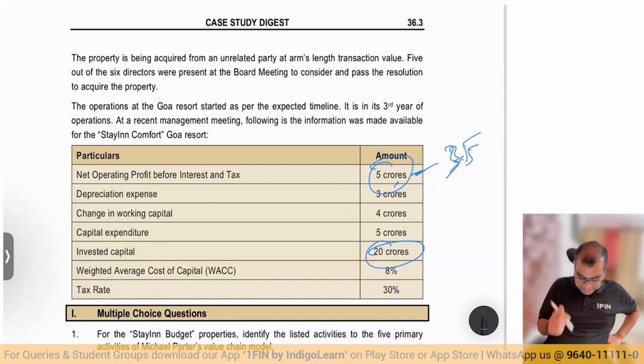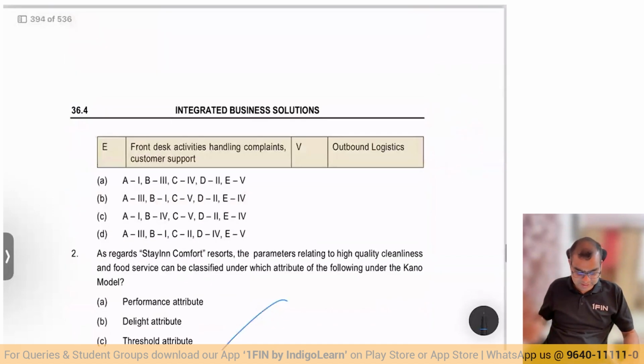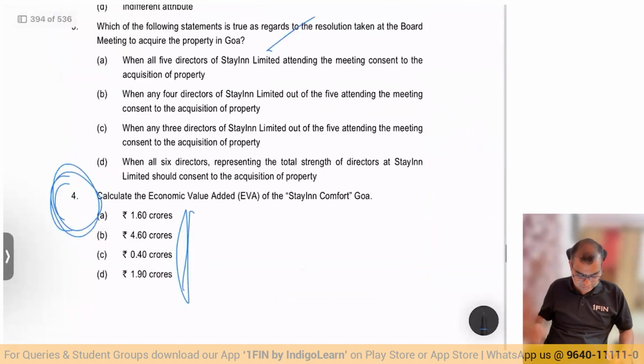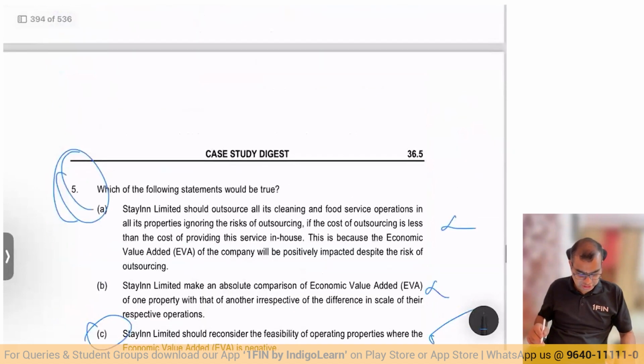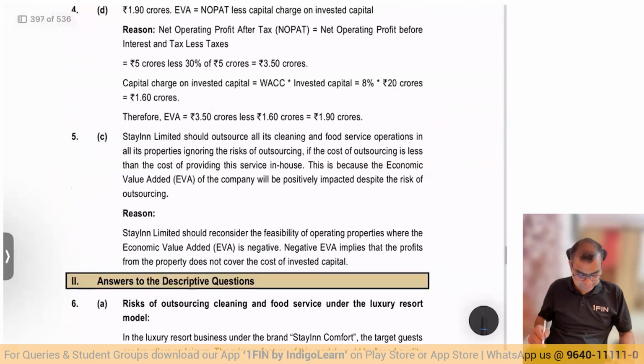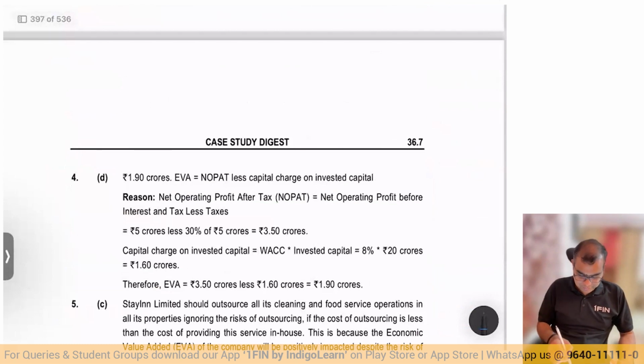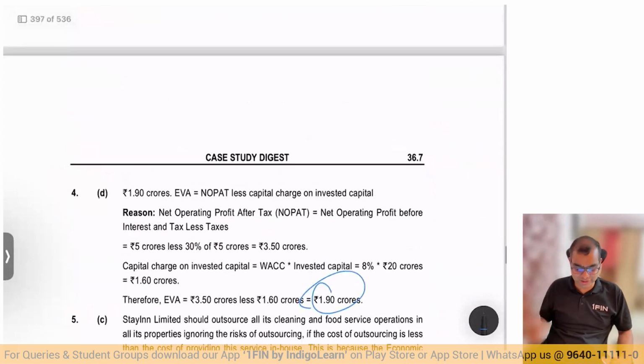Then capital charge. What is capital charge? Directly your invested capital into 8%, which is 1.6. So 3.5 minus 1.6, answer is 1.9. Very simple. Is that the answer? Answer is D. Yes, very simple. There is nothing complex in this.